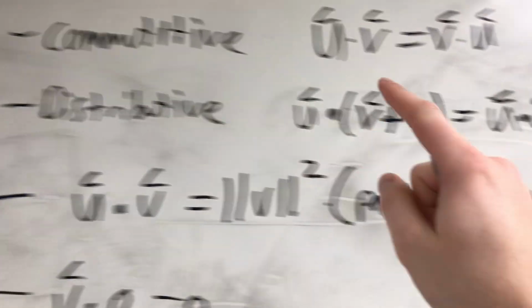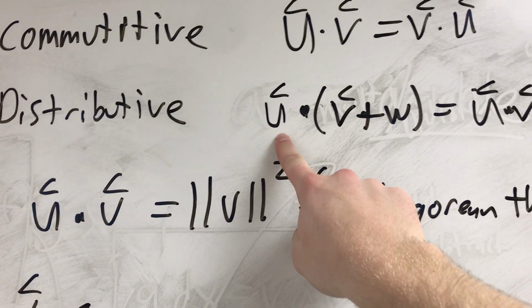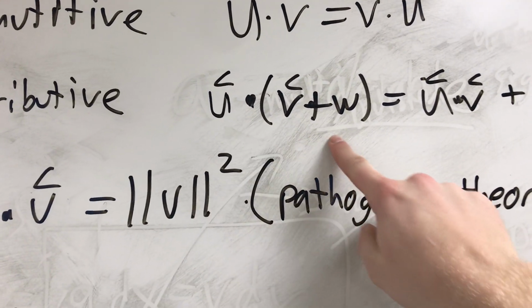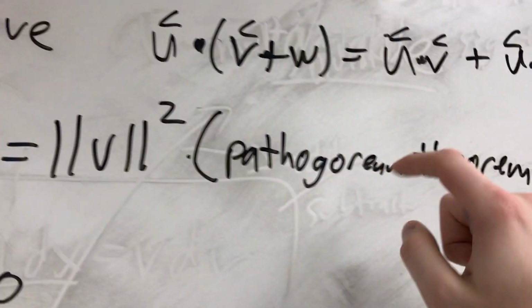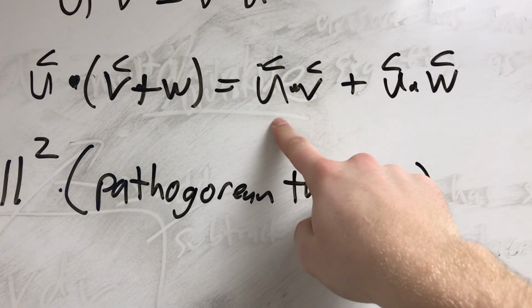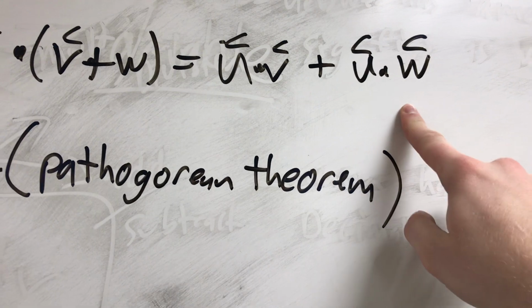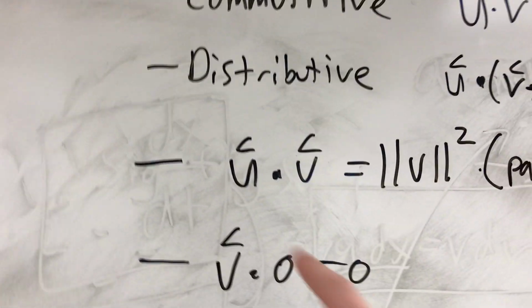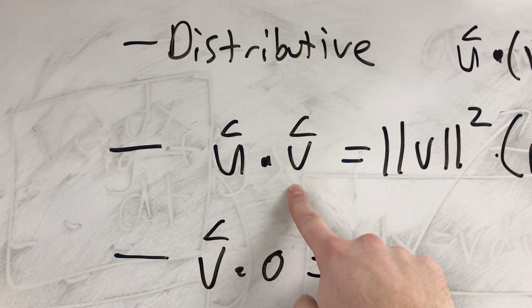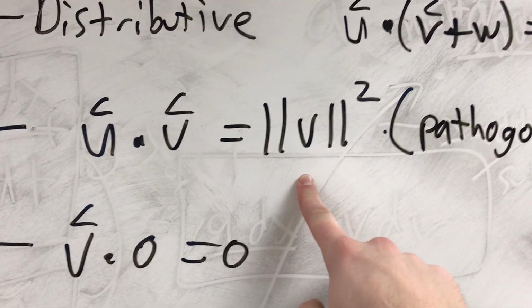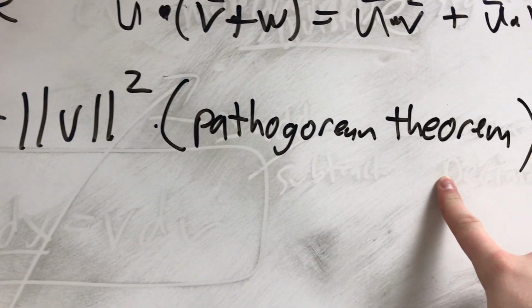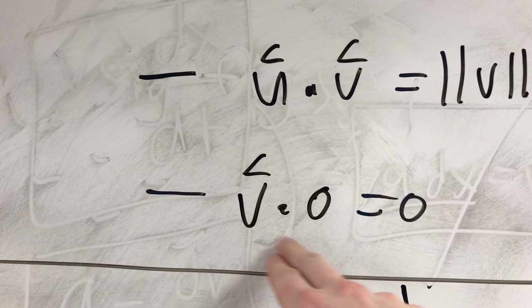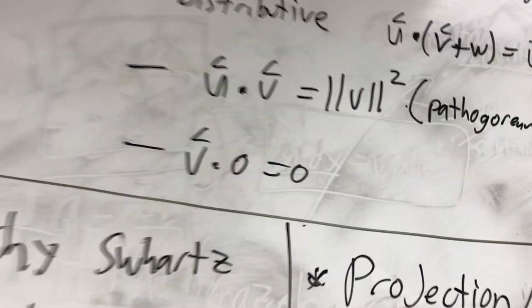They are distributive, meaning if you have a vector u dotted with a vector v plus w, there's supposed to be a vector sign right there, it's the same as u dot v plus u dot w. So you just distribute there. That's simple. If you dot a vector with itself, it's like squaring the magnitude. There's supposed to be another vector sign right there, sorry. And we get that from the Pythagorean theorem. We're going to use this property in just a second. And if you dot with a 0, then it's going to equal 0.